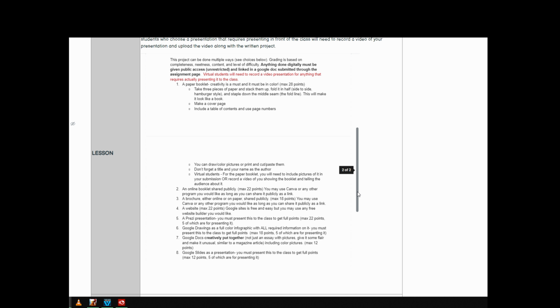This one is worth 22 points. You can use Canva or any other program you want to, as long as it publishes it and shares it publicly for us to see. You can make a brochure.